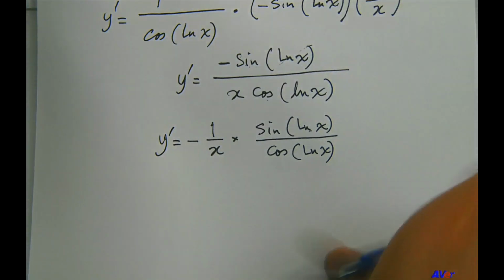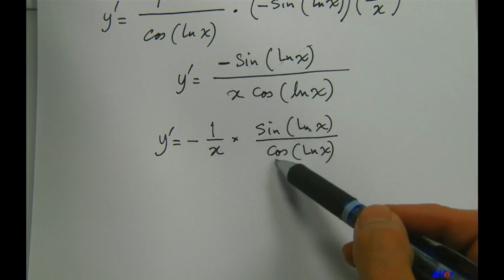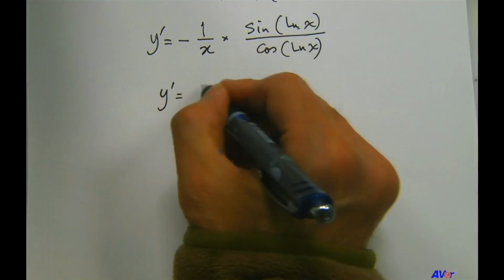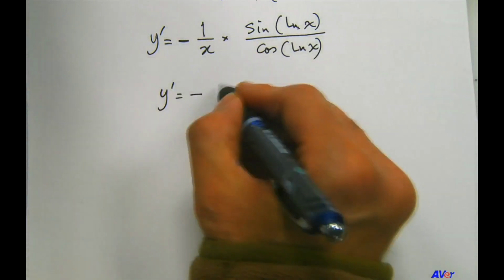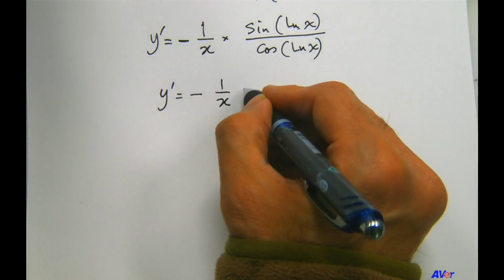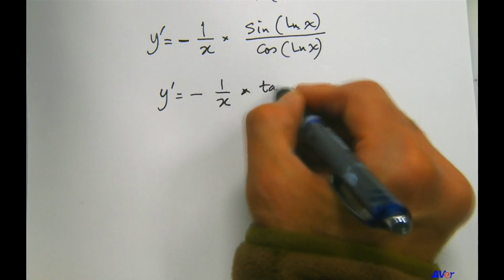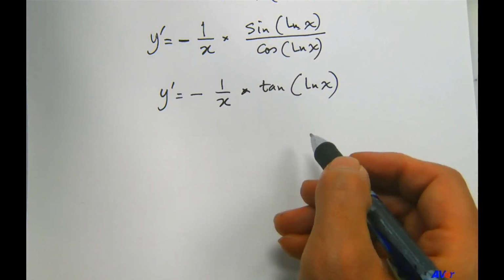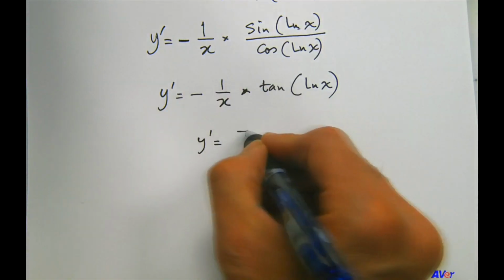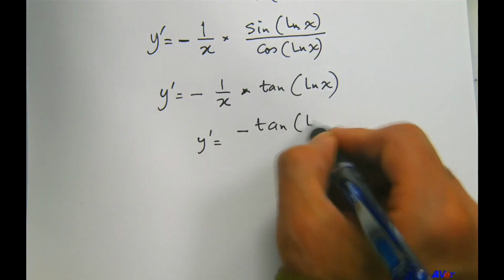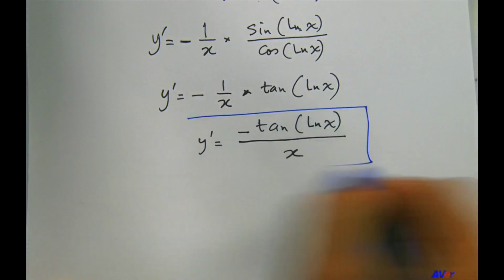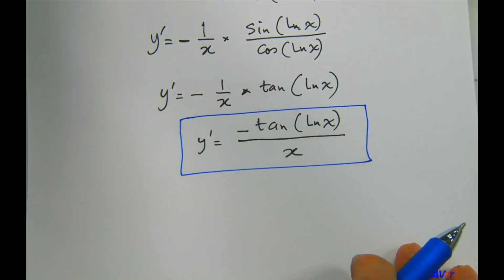Well, from trigonometry, we know that sine of x divided by cosine of x is tangent of x. So we can say y prime is equal to minus 1 over x times tangent of natural log of x. Or we can make it more compact by saying minus tangent of natural log of x divided by x. Okay, like that. I hope this made sense.